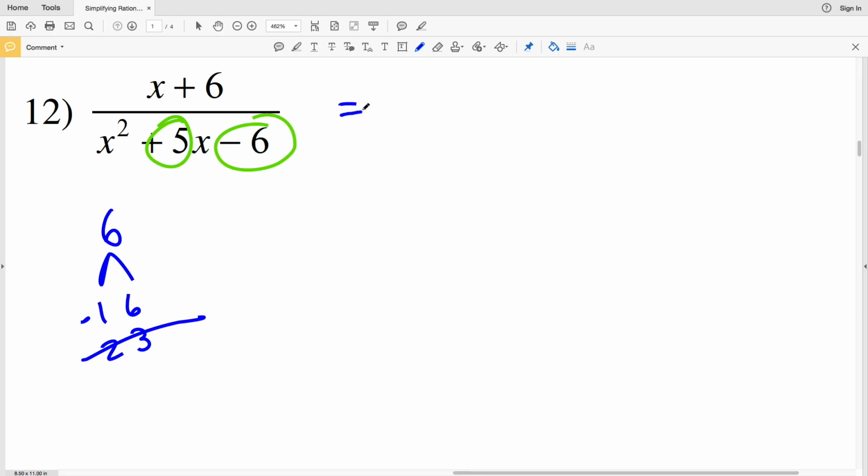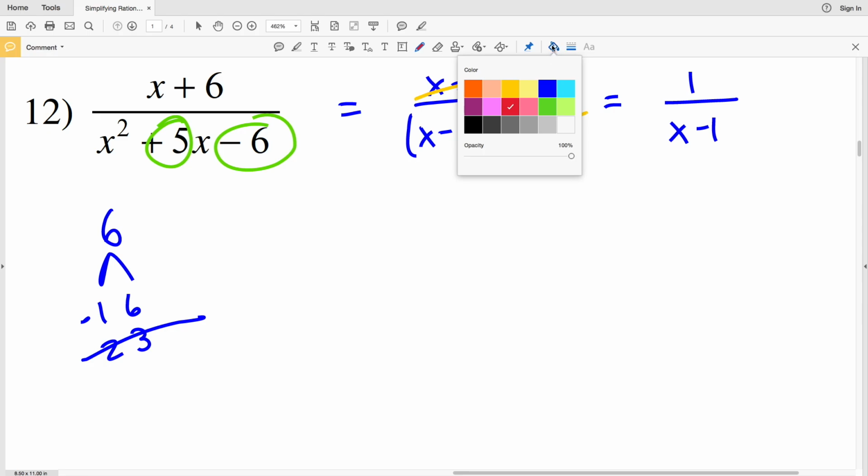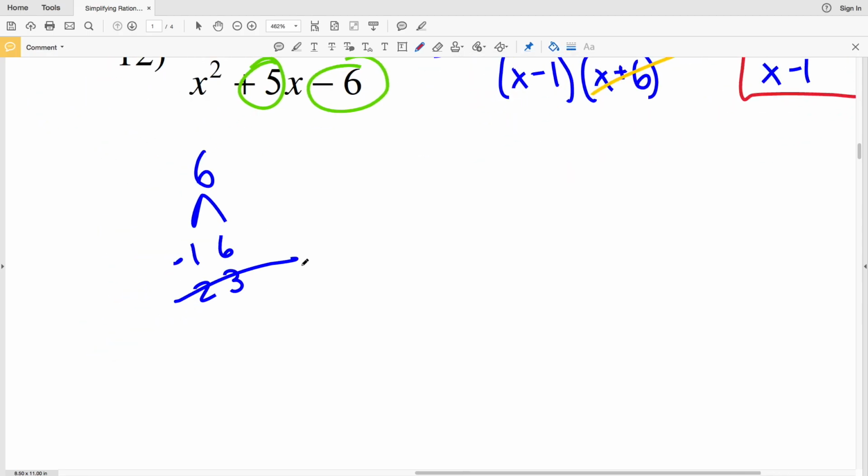So we're going to rewrite number 12 as x plus 6 divided by x minus 1 times x plus 6. And now you can see that x plus 6 in the numerator will cancel out with x plus 6 in the denominator. So we'll have 1 over x minus 1 as our solution in number 12. Let's continue on to the second page.